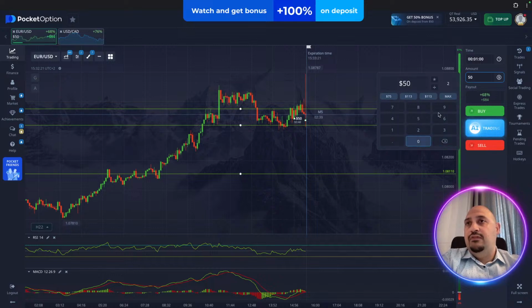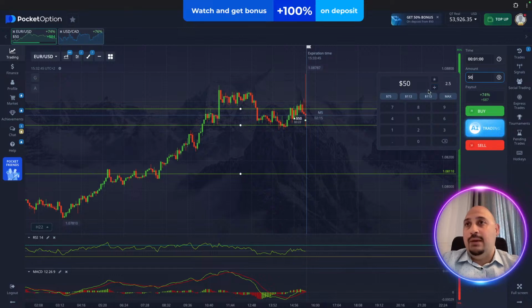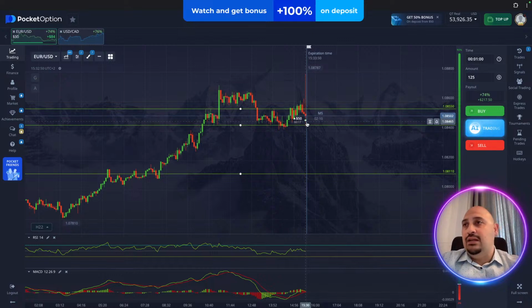So let me keep it at $50, and then here I'm going to times it by 2.5. The reason I'm going to use 2.5, in case it doesn't go in my direction, is for the martingale strategy to work. How it works basically is that if the price went below my opening position, I would have to open another trade, and I would have to times it by 2, which would be $125, to compensate this particular trade. But since my trade is going in the right direction, I'm going to keep it as is. I'm going to play the waiting game and let's see what happens.